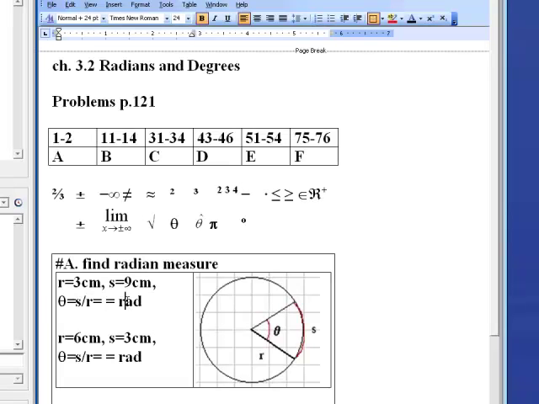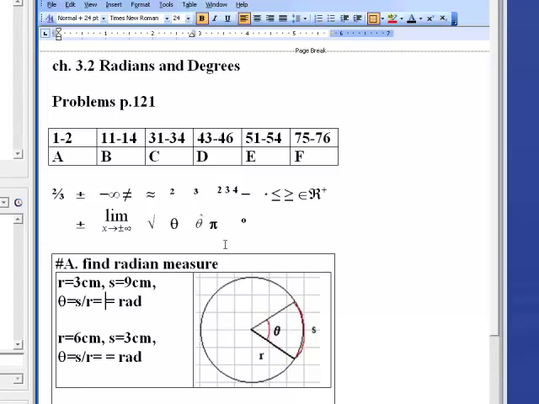Welcome to the problem section for radians and degrees. And again, we're going to do a number of problem sets. First one is find the radian measure when the radius is 3 centimeters and the arc is 9 centimeters.